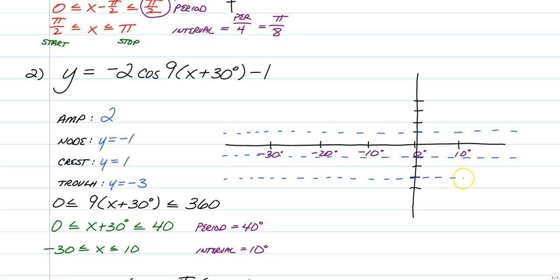Okay, and then if it's helpful to you, you can also do your start and stop. And now all we have to do is sketch out this wave. Now here's the other thing you have to remember though. Cosine typically starts up high, but since it's negative, cosine is going to start down at the bottom. And then we would just go up to the node, go to the crest, back to the node, back to the trough as we go. And here we go. One cycle of cosine and we are done.